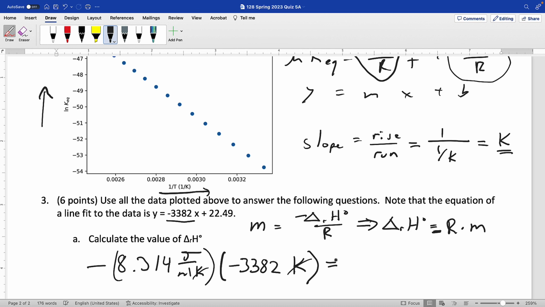So I take my 3.382, and I multiply that by R times negative 1. And so notice that I have a negative slope, but because there's two negatives here, it's going to be a positive number. So that is going to give me 28,000 joules, or 28 kilojoules per mole.